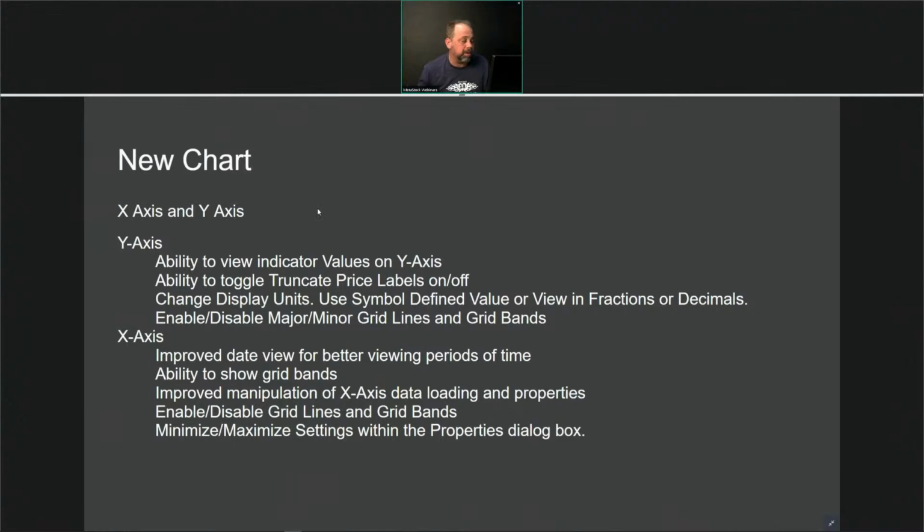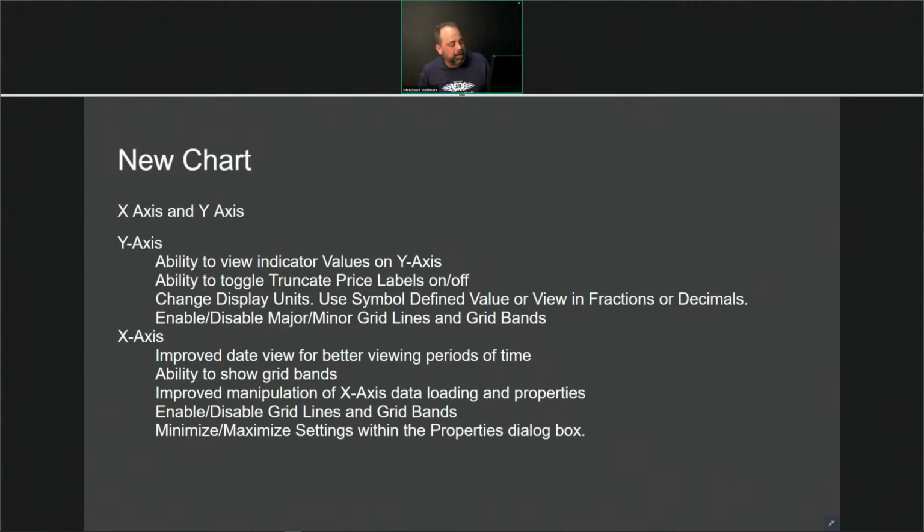So with the y-axis, you can toggle on or off the indicator values if you want to be able to see what the indicators are. Right there is diamonds. You can do that. You can truncate the price labels. You can also change your display limit units. By default, it's going to use a symbol defined view, but you can also change that to fractions or decimals. And you can determine how many decimal places you want to go out to. In a lot of cases, if you're looking at Forex where it's priced way out into the decimals, that's very, very helpful. You can enable and also disable the major minor grid lines, and you have grid bands.